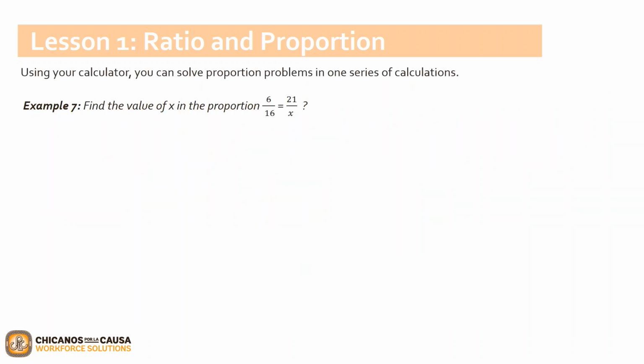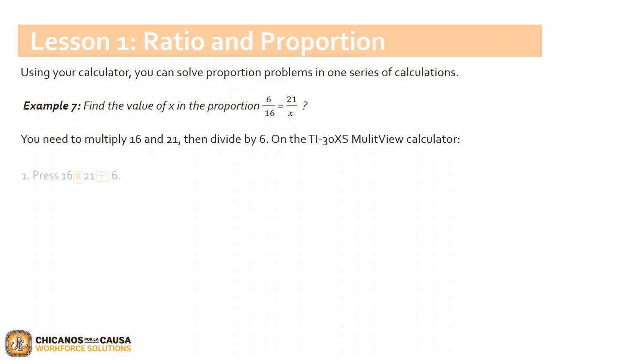Using your calculator, you can solve proportion problems in one series of calculations. Example 7 says, find the value of x in the proportion 6 over 16 equals 21 over x. To solve and find the answer for this example question, you need to multiply 16 and 21, then divide by 6.